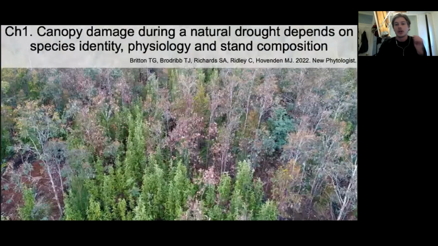The first paper that I'm going to talk about today is: canopy damage during a natural drought depends on species identity, physiology, and stand composition. As we all know, being part of the centre, climate change is causing warmer and drier weather, and this is really increasing the frequency and intensity of droughts. Drought conditions place significant pressure on plants, and these can be stressful conditions for growth, and they can cause drought damage or altered growth rates, and in extreme cases can cause mortality.